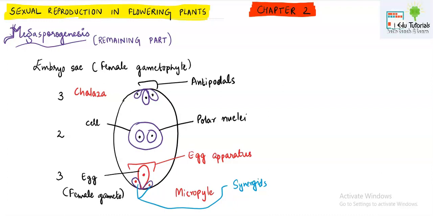So overall, how many nuclei are present? 8 nuclei are present. And how many cells are there? 1, 2, 3, 4, 5, 6 and 7. 7 cells are there. So in an inverted ovule, the embryo sac is generally 7-celled and 8 nucleated. You must learn the names of all the cells. Along with this, figure drawing is also important.